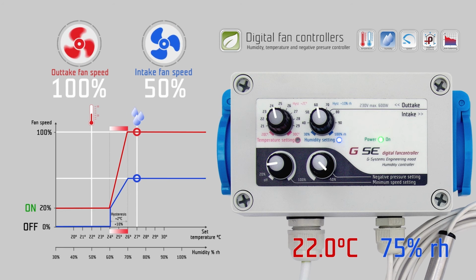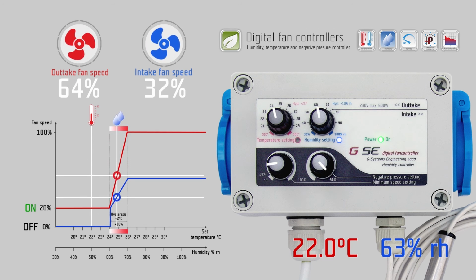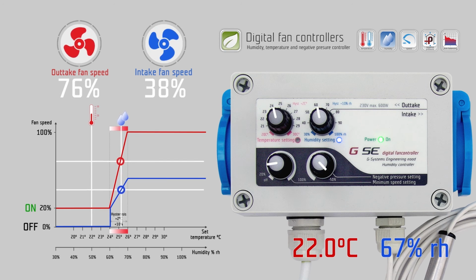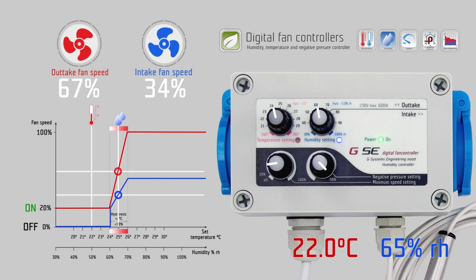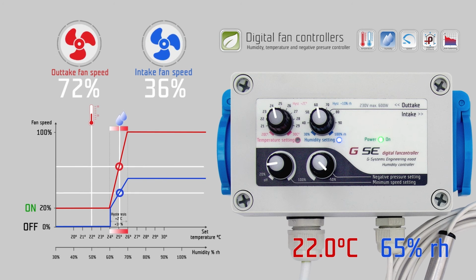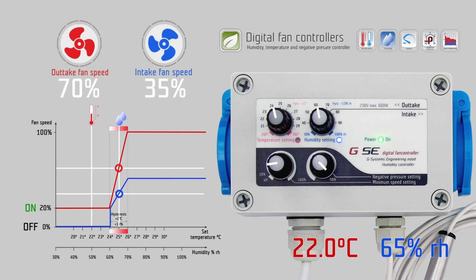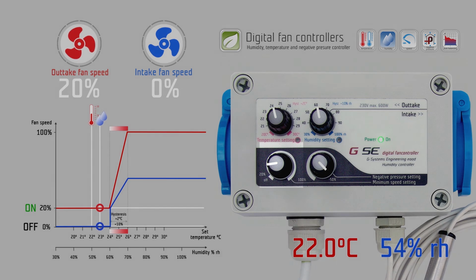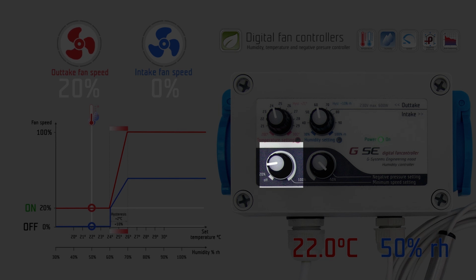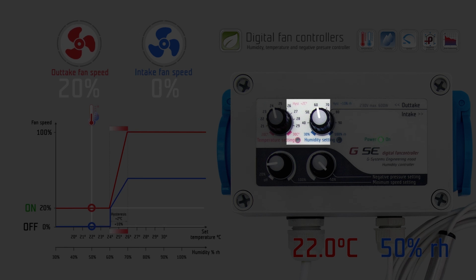Now the higher the fan speed is, the more fresh and dry air is circulating in the room, so the measured humidity will decrease again, and the fans will slow down. We call this auto-balancing of the airflow according to the humidity. The minimum speed setting sets the desired minimum speed on the outtake fan. It is the strongest setting and always overdrives the temperature and humidity setting.